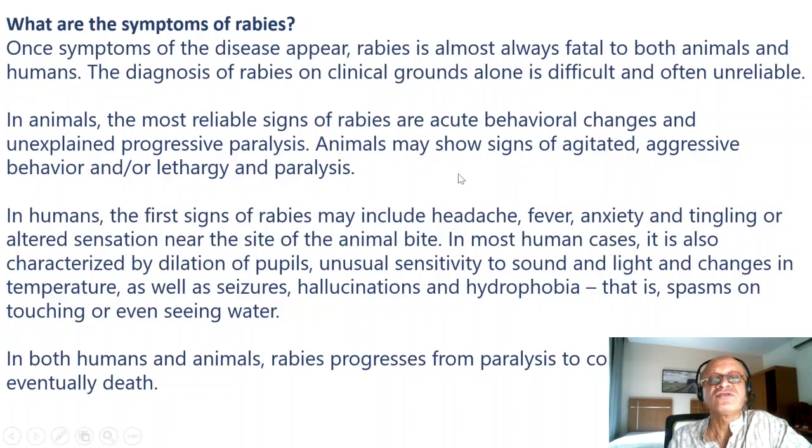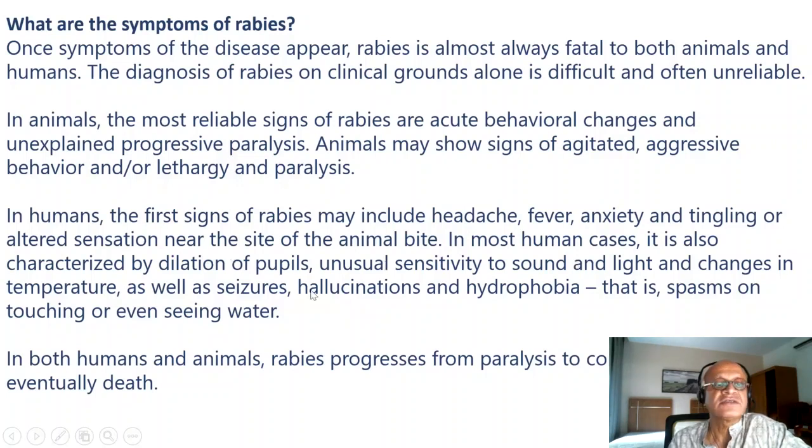In animals, the most reliable signs of rabies are acute behavioral changes and unexplained progressive paralysis. Animals may show signs of agitated, aggressive behavior and lethargy and paralysis. So when animals, especially stray dogs or your own dog, begin to get aggressive and so on, it may be affected by lyssavirus. In humans, the first signs of rabies may include headache, fever, anxiety, and tingling or altered sensation near the site of the animal bite, if you have been bitten.